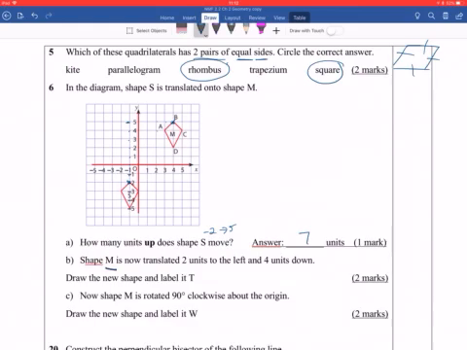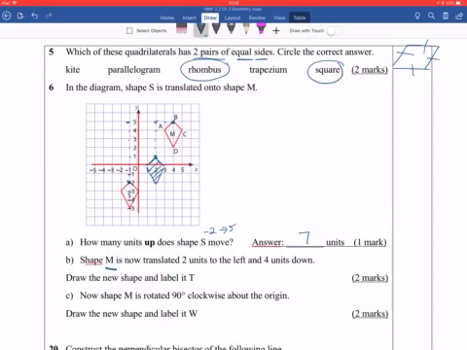Right, M is now translated 2 to the left and 4 down, so 1, 2 would take it to there, and 4 down would make it 1, 2, 3, 4. So it would go from 4 to 2 in the x, and from 5 down to 1, and then you draw it in, and your shape should be exactly the same, and it should look like that.